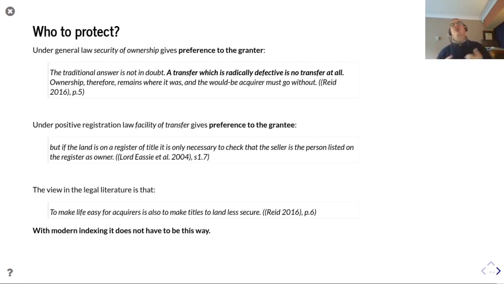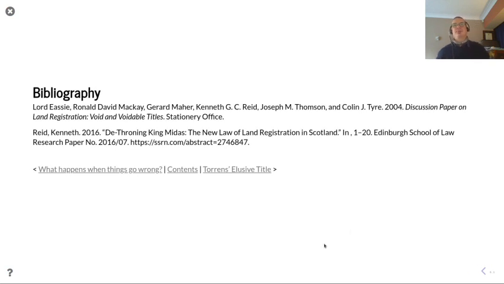But also the general view in the literature is that to make life easy for acquirers is also to make titles to land less secure. To get back to an earlier point, with modern indexing, it doesn't have to be this way. So we're starting to see that register of title does give some benefits, particularly facility of transfer, but it does come at a number of legal costs. Now, can we use indexing processes to reduce the cost element associated with this? Let's look at that in more detail in the next video.